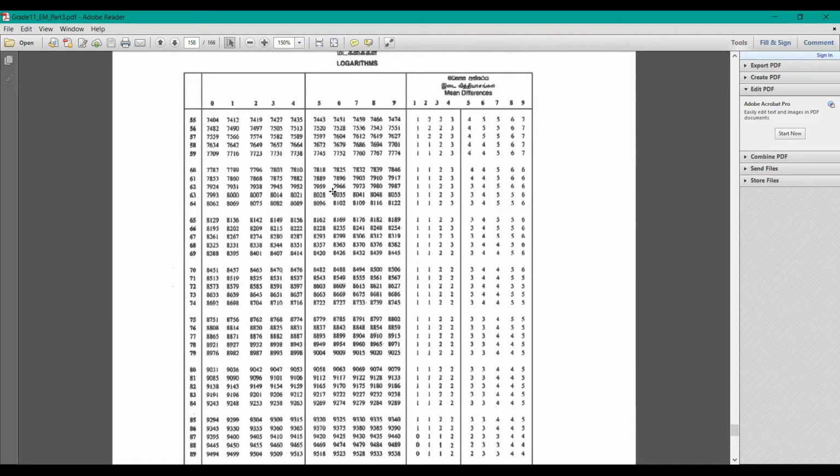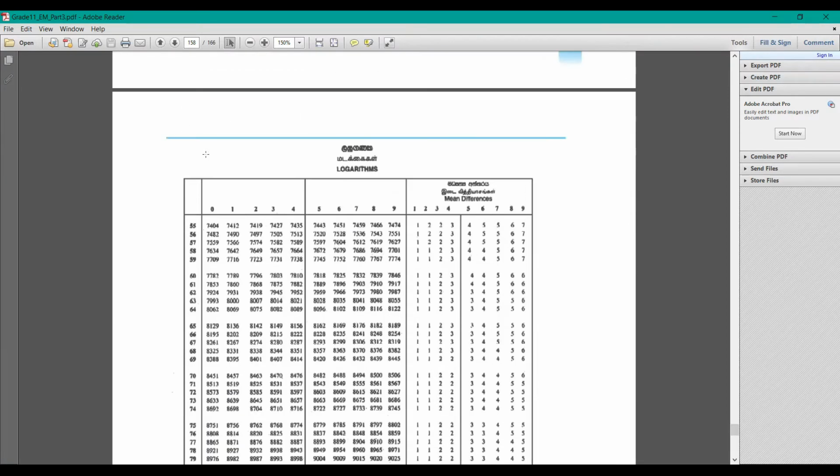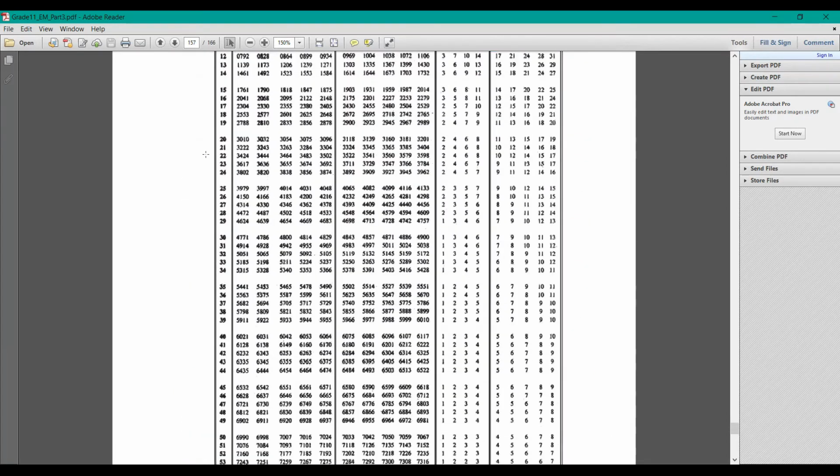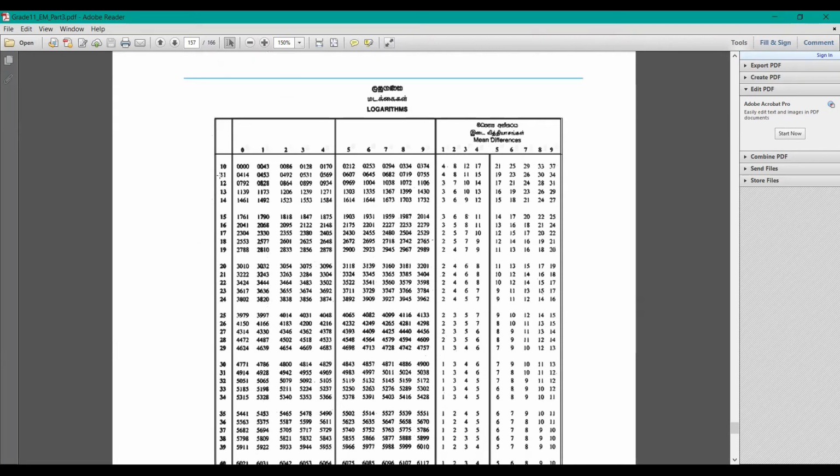And you have 114.6. So 114.6 means you have 1 here, the first two numbers, 114, then 4, it will be 0.0569. But you have 1.146. So in the 6 here, you can have the mean difference. In the 6, you have 23, right?